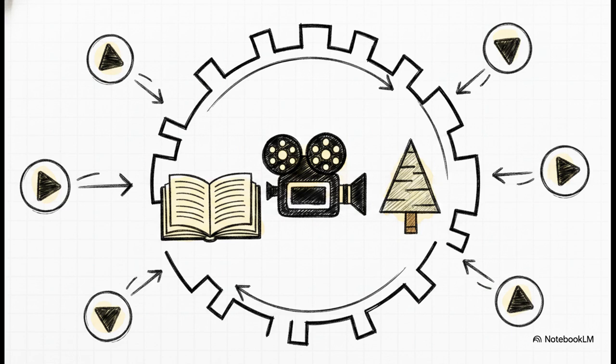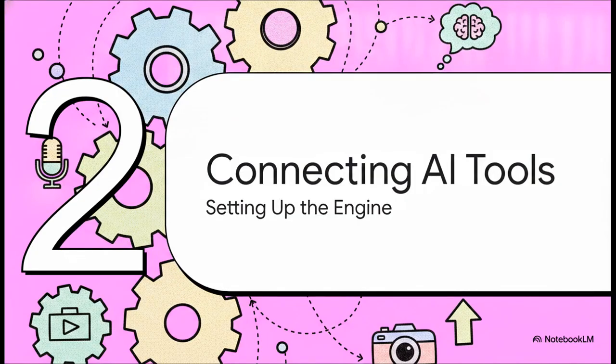But here is the absolute most important takeaway. You really don't need a massive subscriber base to get views anymore. If you create genuinely good, valuable, evergreen content, the algorithm actively pushes it straight to non-subscribers. It's an incredibly lucrative setup. Let's move to step 2 and see how this builds, connecting your AI tools and setting up the engine.